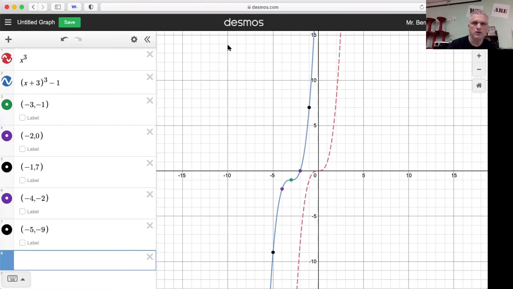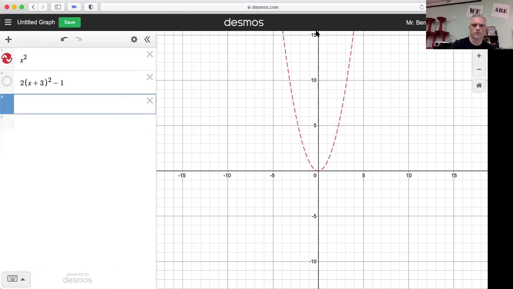Let's look at the U try question number 3. Okay, so for question 3, they give us the graph y equals x squared, the parent graph of the quadratic function family. Now, without a calculator, we're gonna sketch this one: 2 times (x plus 3) squared minus 1. Okay, seems reasonable. All right, now, what are we gonna do to this red graph?